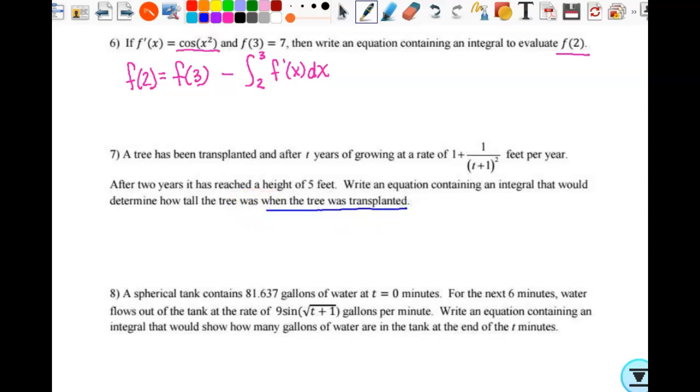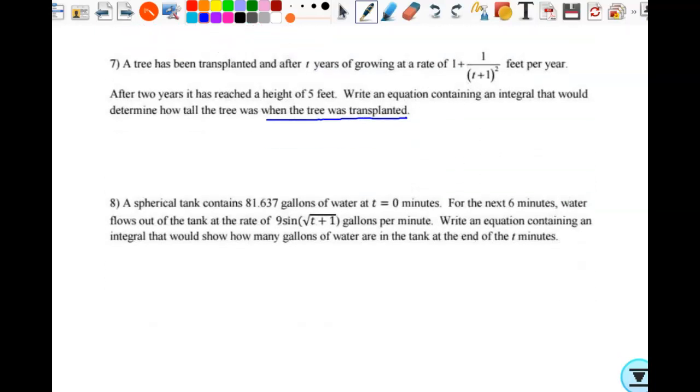Is this an accumulation or is this a snapshot? It's a snapshot. It's not how much did it grow, right? It's what is its height right now, or whenever we're asking about. Since it's a snapshot, that's when we use that fundamental theorem, right? So let's think about what we have. I'm going to call this f prime of x just so I have something to call it.